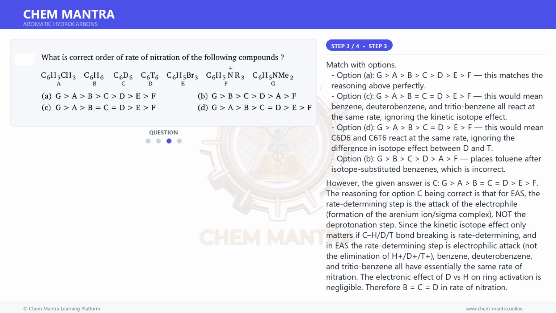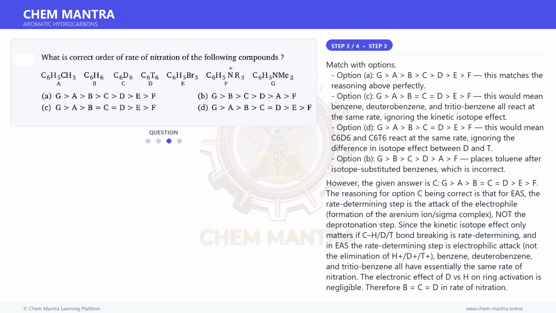Option D: G, A, B, C equals D, E, F. This would mean C6H6 and C6D6 react at the same rate, ignoring the difference in isotope effect between D and T. Option B: G, B, C, D, A, F places toluene after isotope substituted benzenes, which is incorrect. However, the given answer is C: G, A, B equals C equals D, E, F.